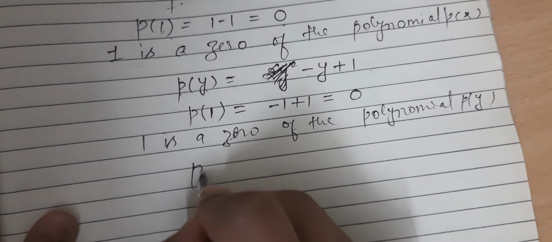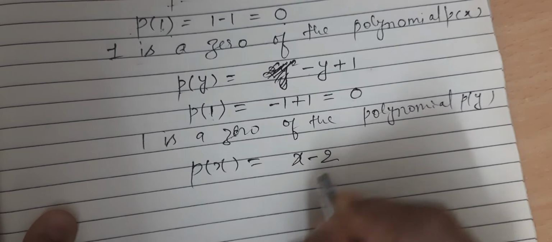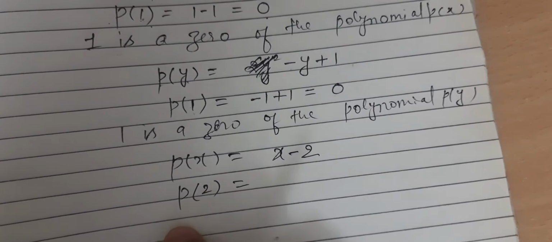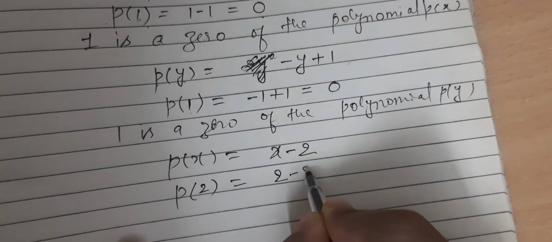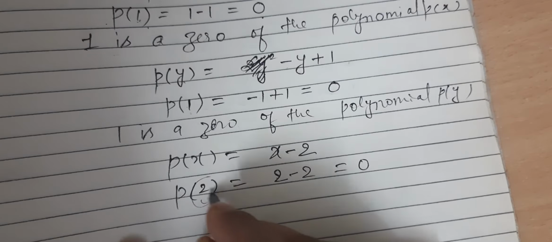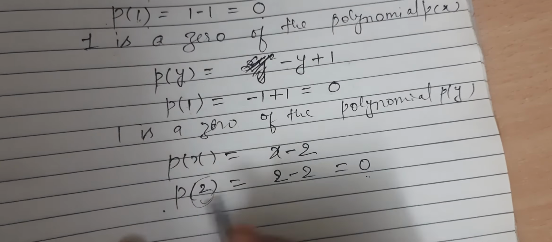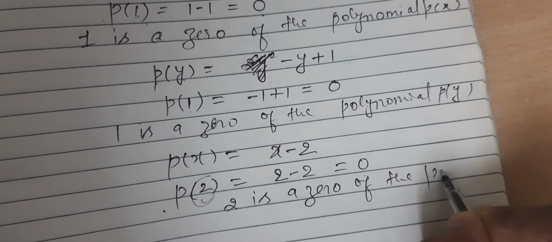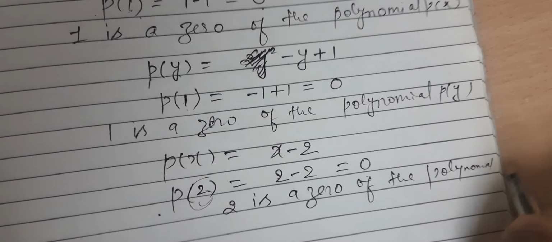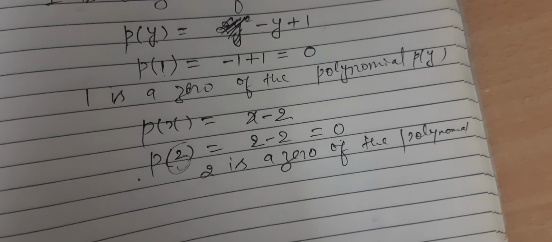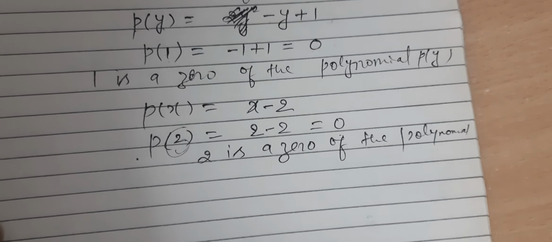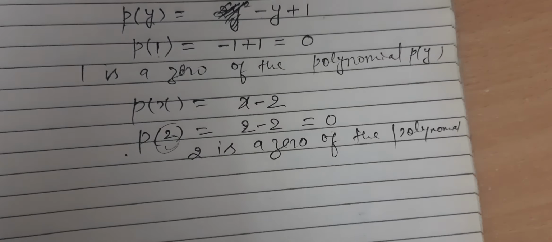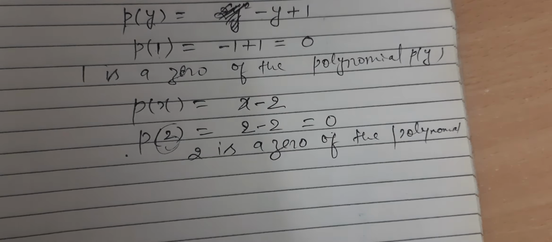Let's take one more example. p(x) equals x minus 2. Okay, if I say put x equals 2, put x equals 2. So you will get 2 minus 2 equals 0. So because of this 2, the polynomial becomes 0. So 2 is a 0 of the polynomial. Understood? Okay. So zeros, जो 0 बना दे, in simple words. Okay. So this is the meaning of the 0. So zeros of the polynomial is a value by which the polynomial becomes 0.